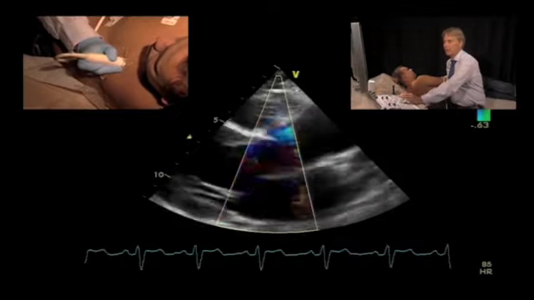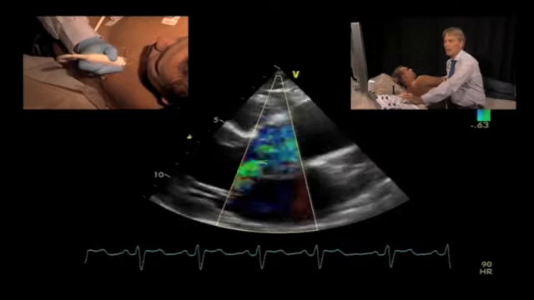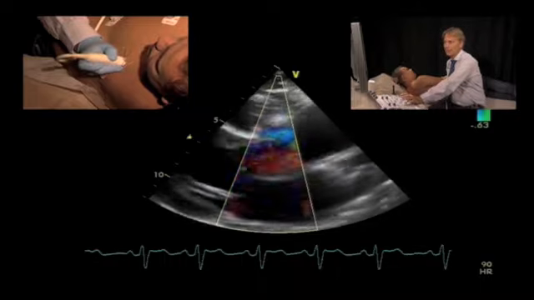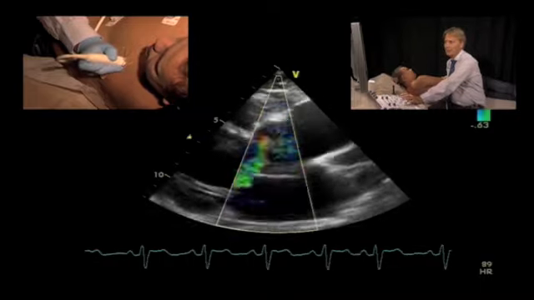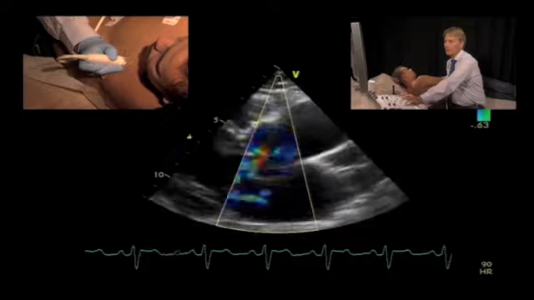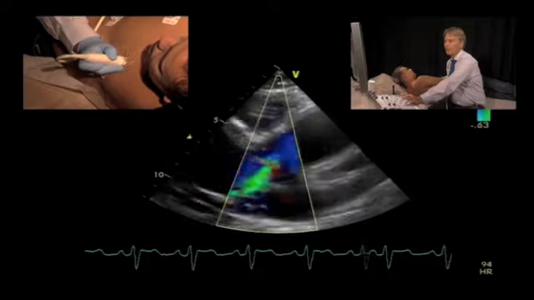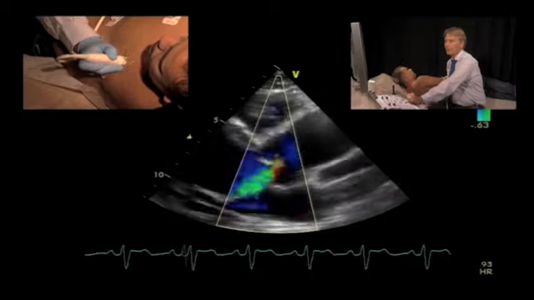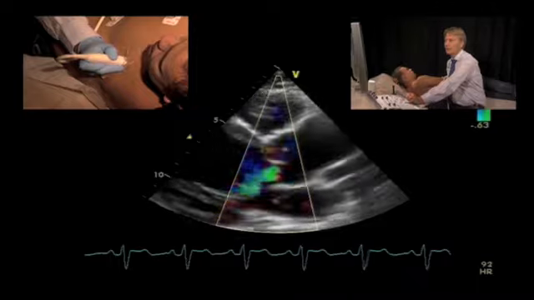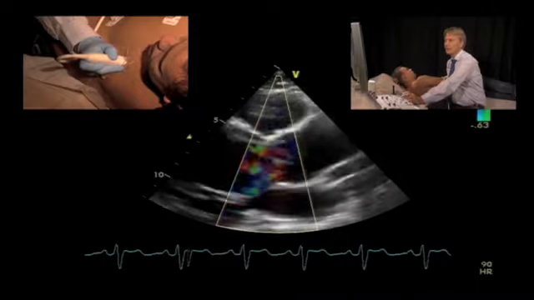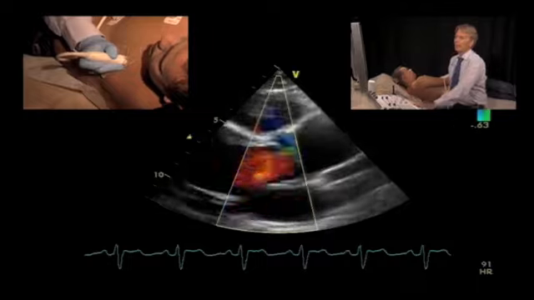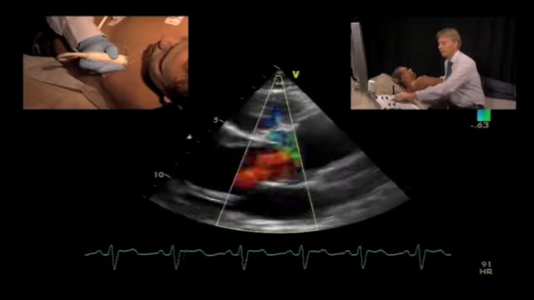Now, if we look at the area of the jet, we would probably underestimate the severity simply because it is asymmetric and because there probably is a so-called Coanda effect, or we're losing a lot of energy since the jet is directed into the anterior leaflet of the mitral valve.